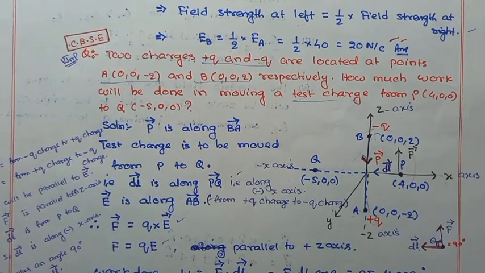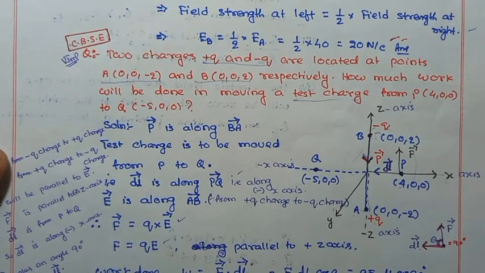That question is: two charges plus q and minus q are located at points A (0, 0, minus 2) and B (0, 0, 2) respectively. How much work will be done in moving a test charge from P (4, 0, 0) to Q (minus 5, 0, 0)?